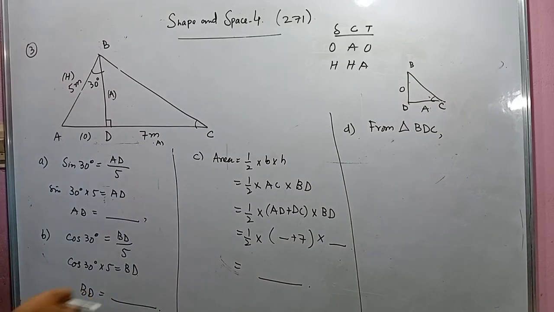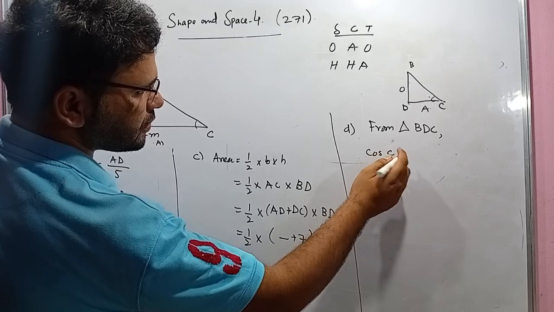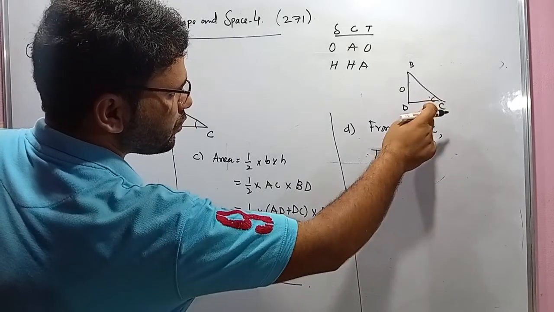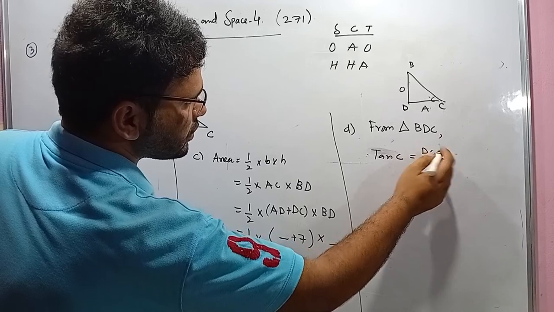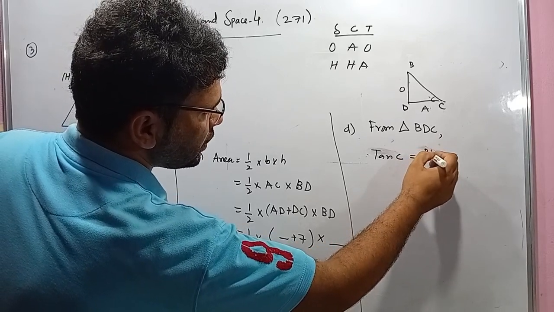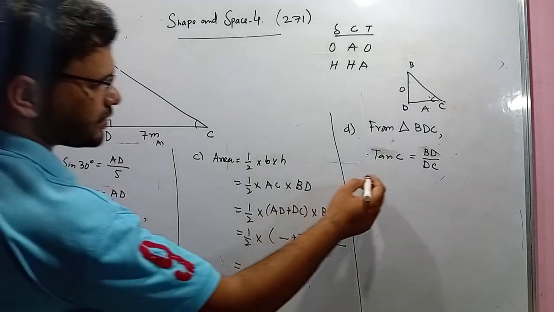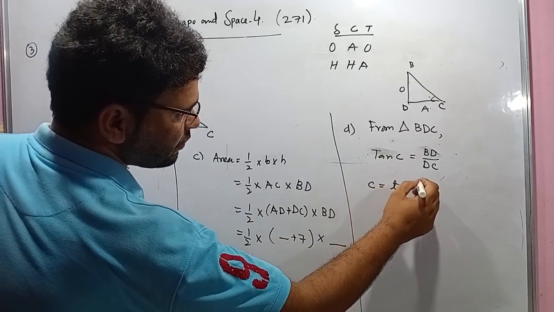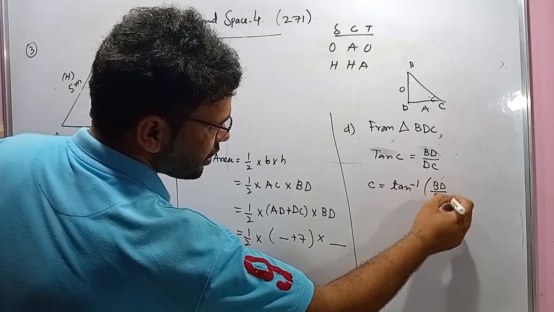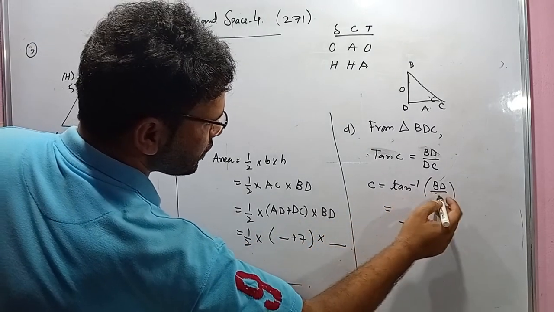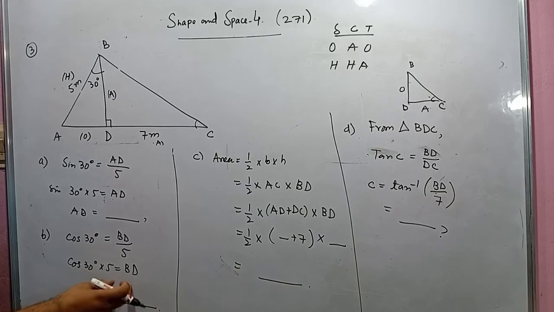So I can write here tan C, because opposite by adjacent is equal to, what is adjacent? That is DC. What is opposite? That is BD divided by DC. Now we will put the value of BD and DC. I can write C is equal to tan inverse BD divided by DC. Put the value, you will get the answer. The values you got from here, the value of BD, the value of DC, we know DC is 7. The value of BD you have found here, you can use here and you can find the measurement of angle C.